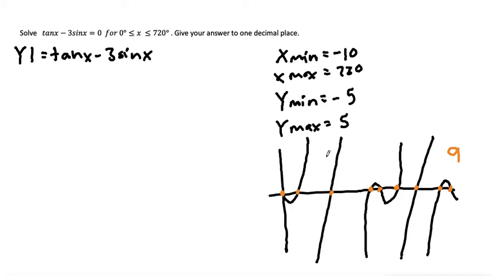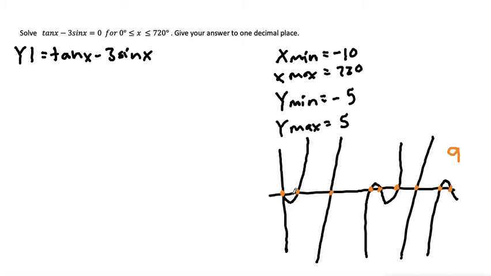So once I do that, it gives me a cursor and it's asking for the left bound. I want to scroll all the way to the left so that my cursor is in the negative region for x, so I know that I'm to the left of 0. As long as my x is negative, I'll hit enter, and then I'll move for the right bound. Once you hit enter, it asks for a right bound.